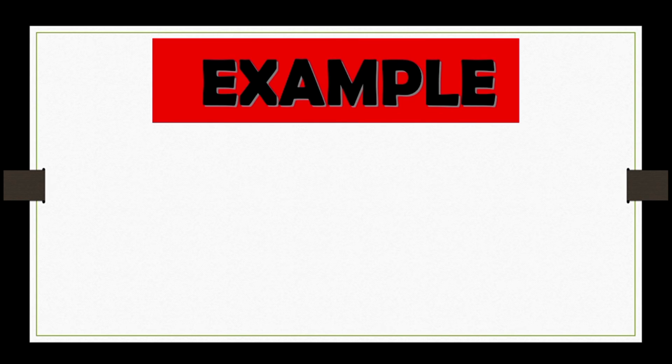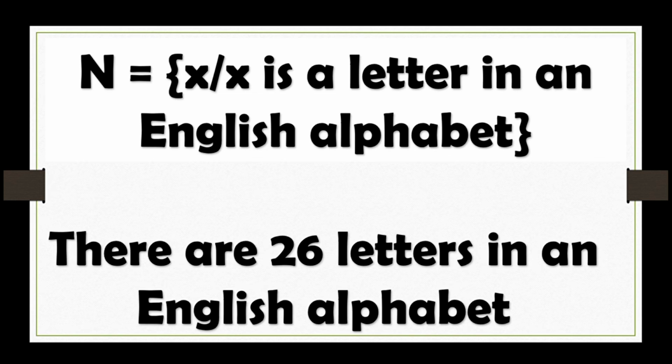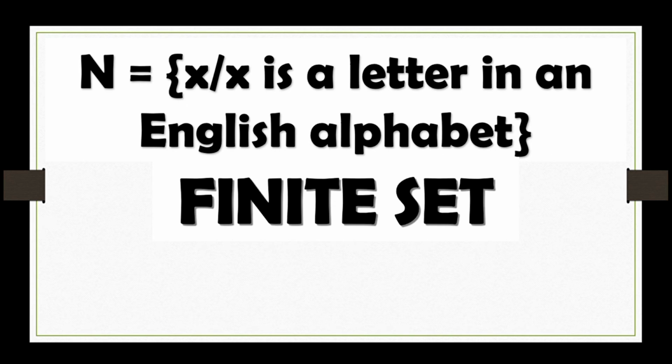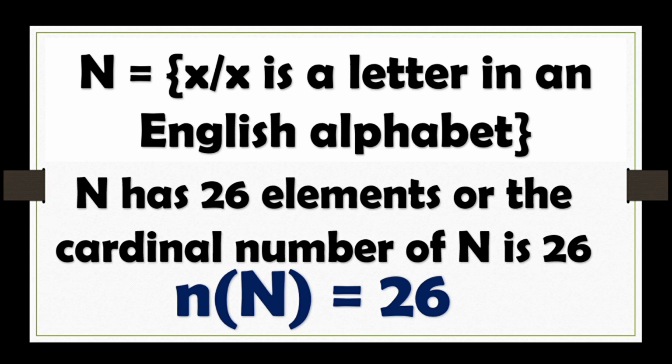Let's have some examples. Here, set N is a set of x such that x is a letter in the English alphabet. We are all aware that there are 26 letters in the English alphabet. Thus, this statement is an example of a finite set. It gives us a definite number of elements present in our set. We can say N has 26 elements, or the cardinal number of N is 26. Mathematically, it is written as n(N) equals 26.